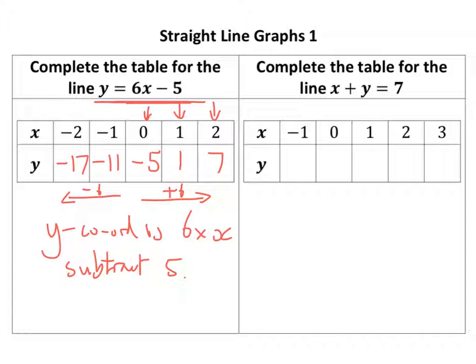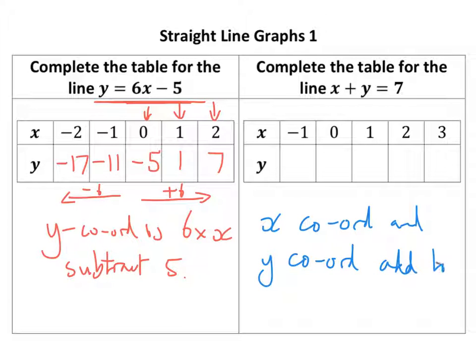Now we've got another type of graph here, which is basically all the letters are on one side and numbers on the other. So all that means is the x coordinate and the y coordinate add, or sum, to 7. Alright, so again I'm going to start here, it's the easiest one. 0 plus something makes 7. 7. And then I'm going to work my way up through the positives.